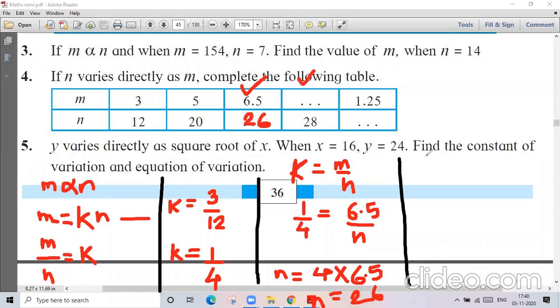इथे पण तेच करा. So k is equal to what? M upon n. K is equal to M upon n. So 1 upon 4. K is equal to 1 upon 4.